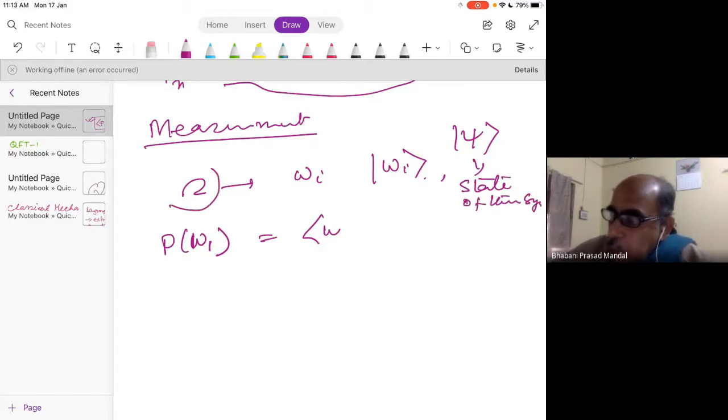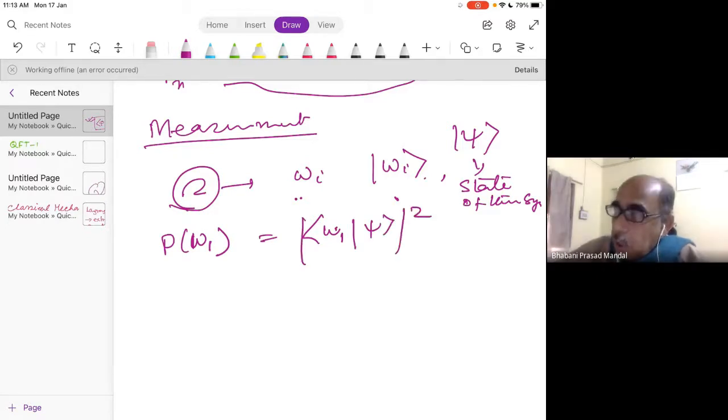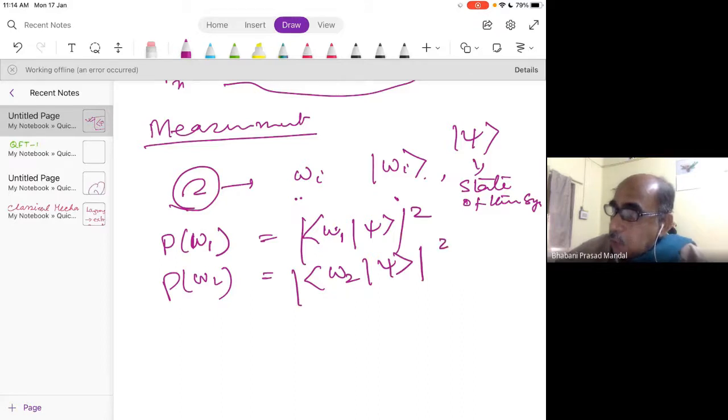and you are going to measure omega, so you have to find its complete set of eigenvalues and eigenfunctions. Then you can find that this will be omega 1 acting on psi. This is the probability of finding omega 1. Finding omega 2, what will be the probability? The probability will be just the omega 2 corresponding eigenvector, you have to use the inner product with psi, and then mod square, and so on. Okay.